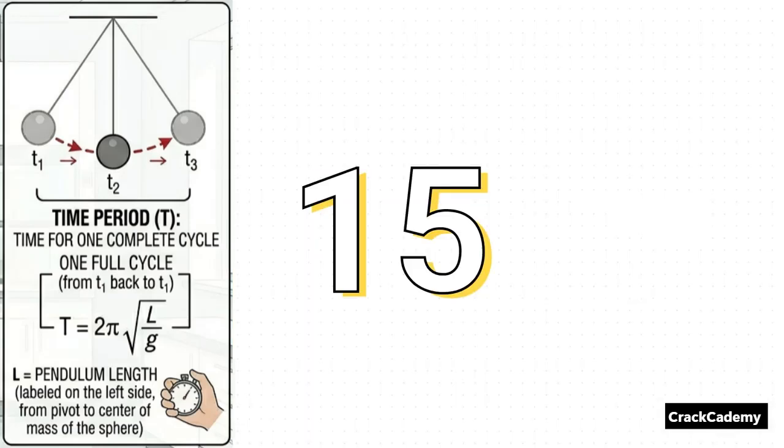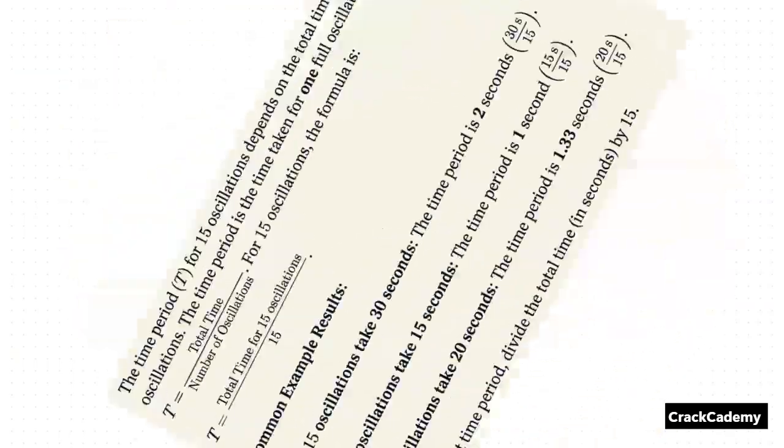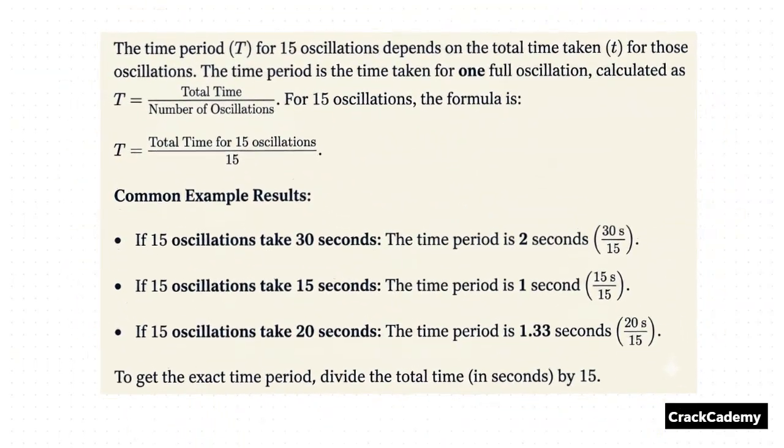Honestly, aiming for exactly 15 continuous swings is a brilliant strategy. By doing it this way, that tiny fraction of a second delay from you clicking the stopwatch at the start and the end gets spread out and divided over 15 whole cycles. It mathematically shrinks your reaction time error down to almost zero. And that is exactly how you get a highly precise professional-grade reading for your time period.